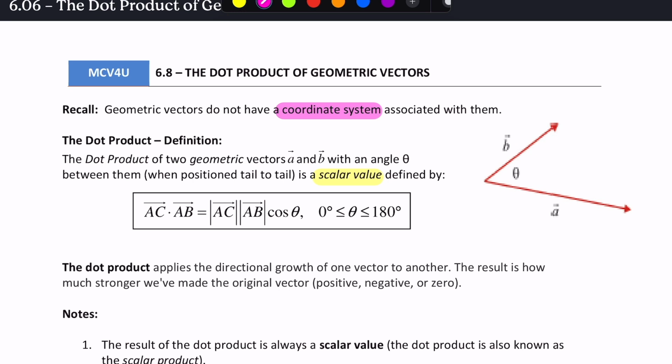So here, if we look at the diagram that's provided for us on the right, we see that we have vector A, we have vector B, and we have our theta that's in between. And here we can just draw a line that looks at our resultant vector here.